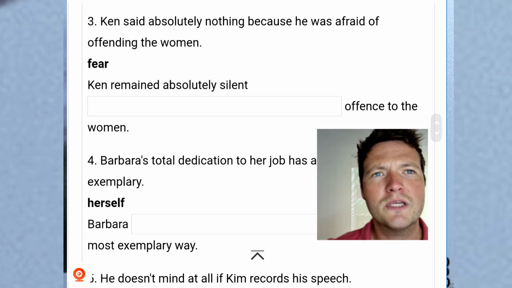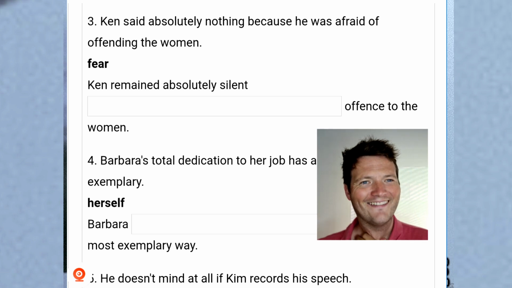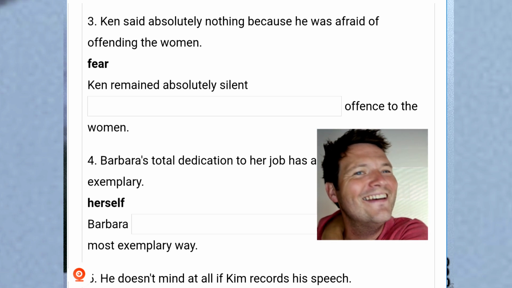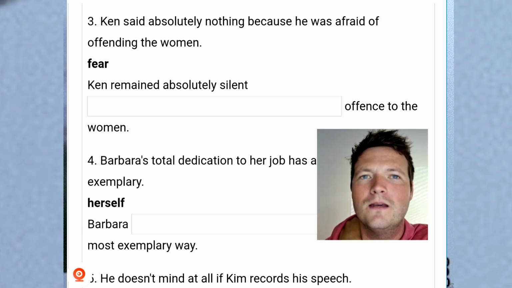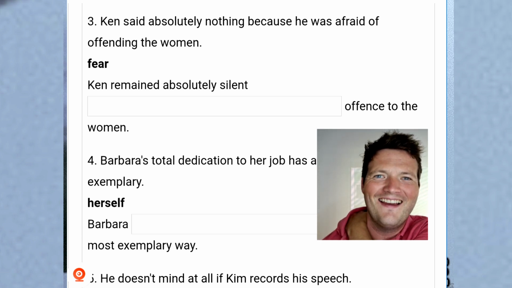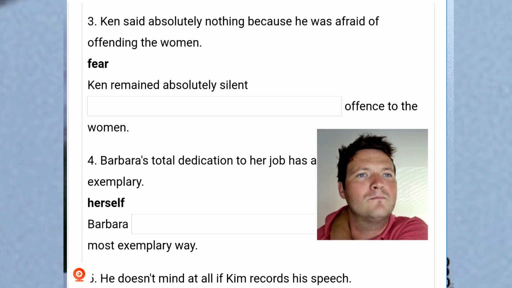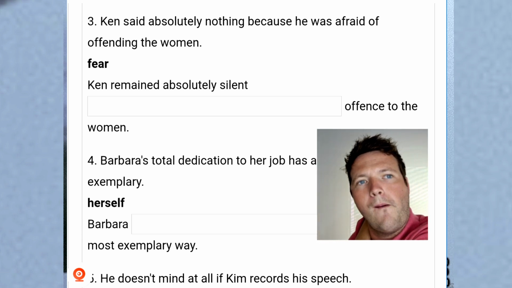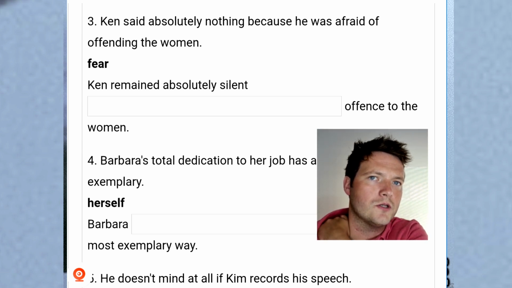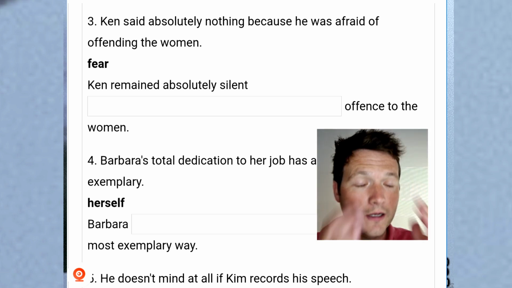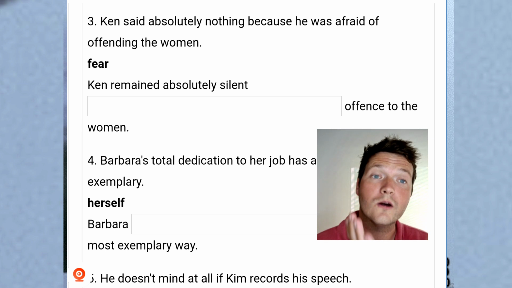Ken said absolutely nothing because he was afraid of offending the women. Yeah, aren't we all? Ken remained absolutely silent. Fear, offence to the women. So Ken remained absolutely silent. Okay, so this is an expression, I guess, that either you know or you don't.